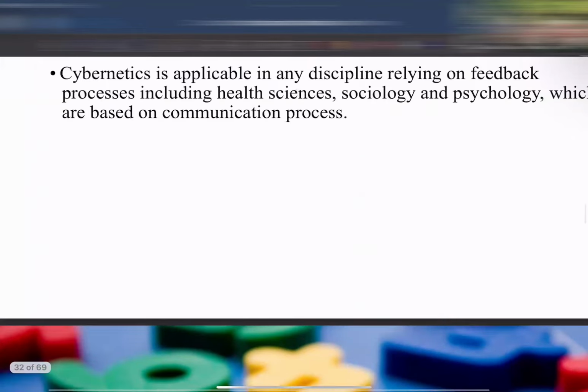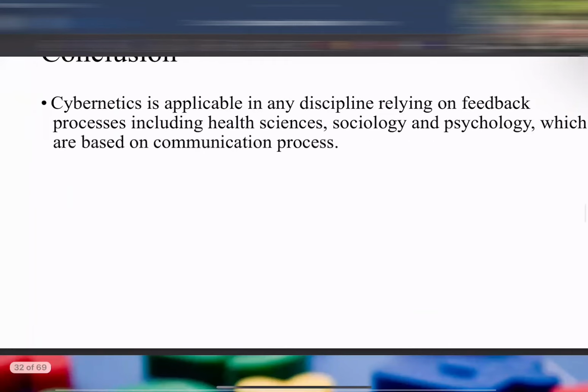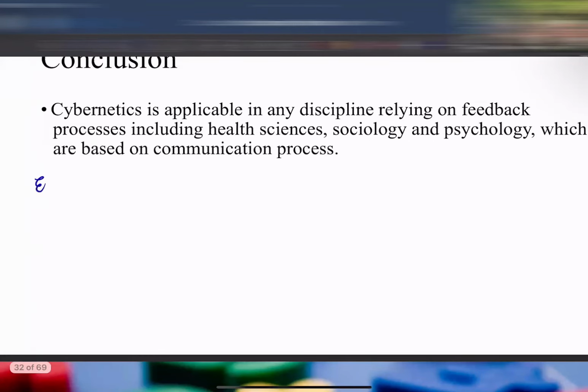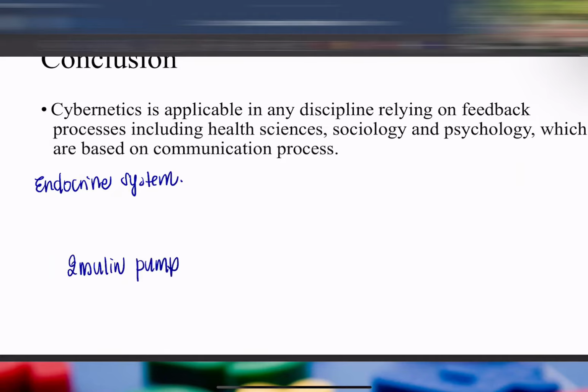Now, if you look at cybernetics, class, a very good example perhaps in nursing care is your endocrine system. One good example, class, is ang tinatawag nating endocrine system. Bakit po class? I'll point out a machine which is referred to as your insulin pump. Class, ano nga bang disease? What do you call the disease wherein there is lack of insulin in the body? Diabetes mellitus, sir. Very good. That will be your diabetes mellitus.